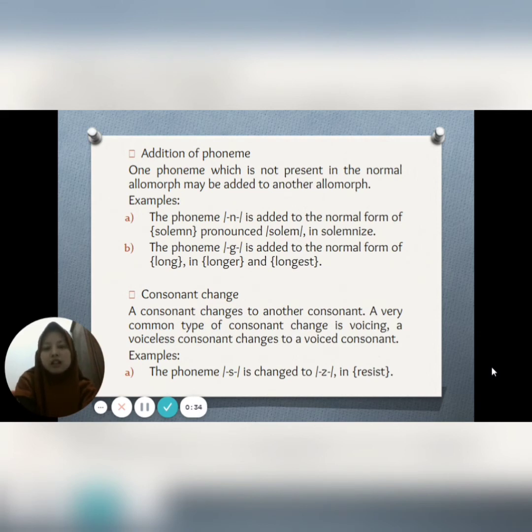And third, consonant change. A consonant changes to another consonant. A very common type of consonant change is voicing. A voiceless consonant changes to a voiced consonant. For example, the phoneme "s" changes to "z" in the word resist.